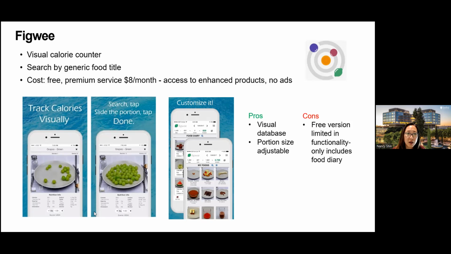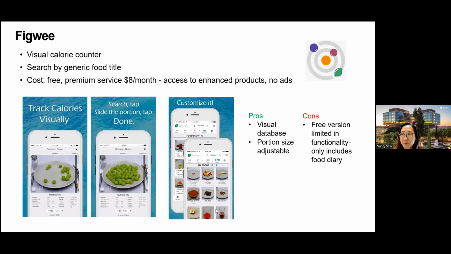You search it by generic food title, and I would say the database is pretty generic, and I think that's on purpose. But again, it's nice because it's one of the very few, if only, visual databases that you can find. It is a free app, and there's a diary as well where you can track your food intake. But there is a premium service cost of $8 a month if you want enhanced products that it can offer, and also to remove the ads.